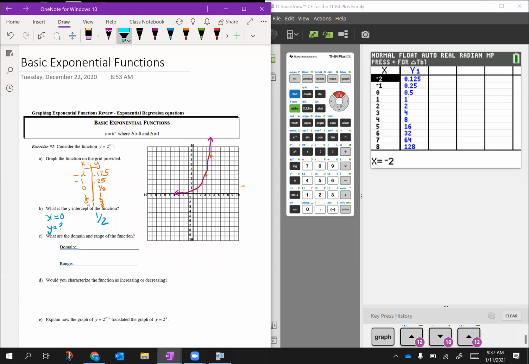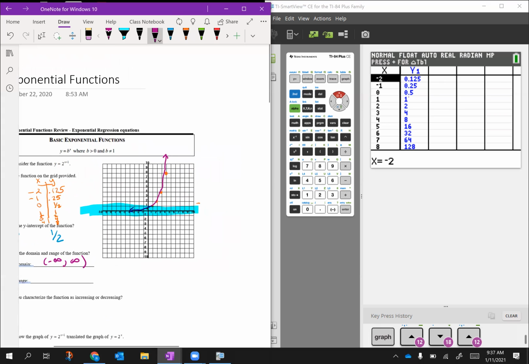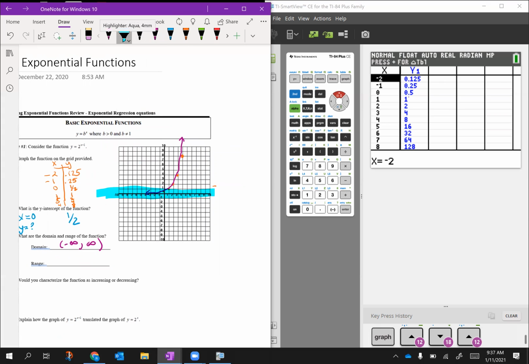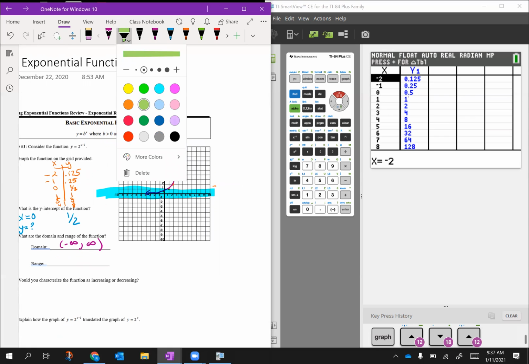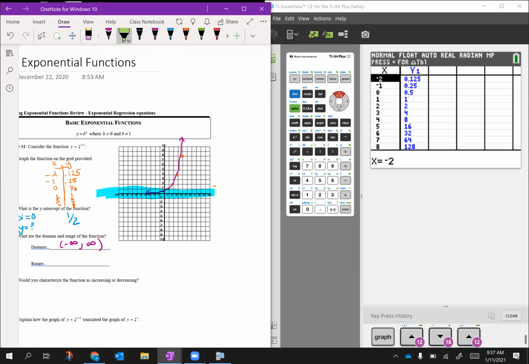Domain, remember highlighting these? Domain is how I travel left to right. So the domain is going to be any number that we want. I can plug in any number for x, I'll get an answer. The range, however, is a little bit different. The range is bottom to top. When we're graphing these, we're going to get close to the 0, but we're never going to touch it. So it's always going to be really, really close. So our range is going to be from 0 to infinity.